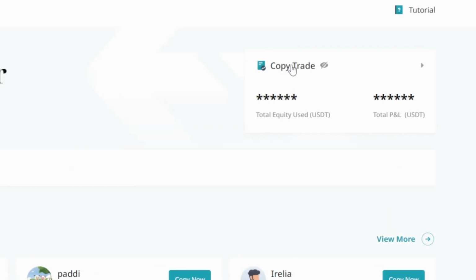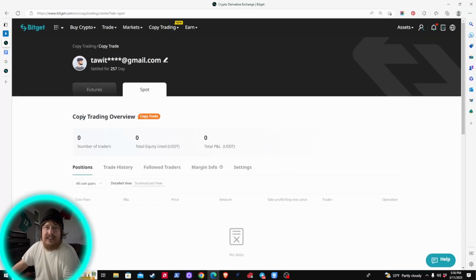Up here on the top right where it says copy trade, just click somewhere in this open area and it brings you back to this copy trading overview, where again now I can see I'm actually not following any traders at the moment because I backed out of that. But if I was, I could come back in here, click on them and unfollow them.